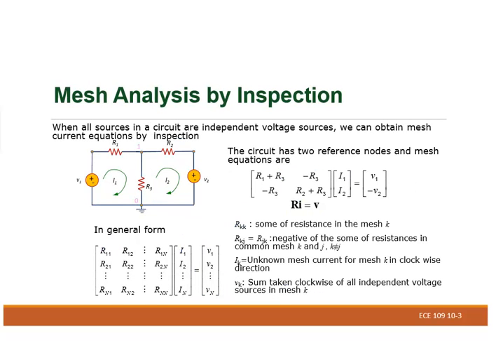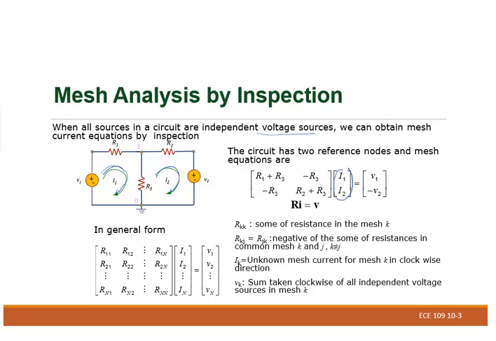Let's do the same thing for mesh analysis, then we can give some examples. In mesh analysis, we look at the case where all sources are independent voltage sources. Then we can write the mesh equations. If you look at this circuit here, we have two mesh currents, I1 and I2. So our matrix will have I1 and I2 right there.